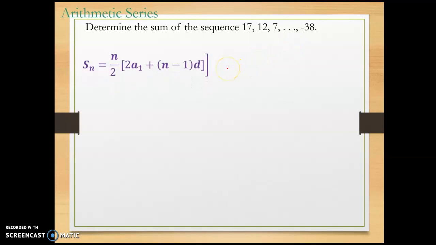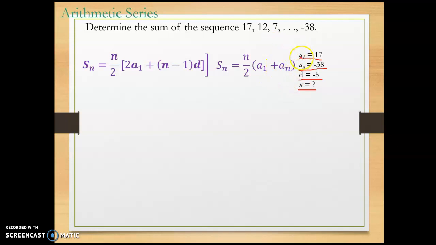So the same process will be involved. First, we need to determine which of the two formulas is applicable to this situation. Okay, so you identify the given: the first term, the last term, the nth term, and the difference, which is negative 5. And you are going to solve for n, right? And n is missing here.